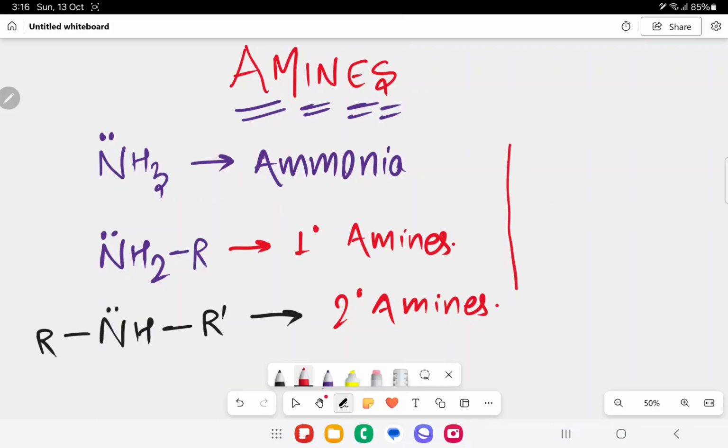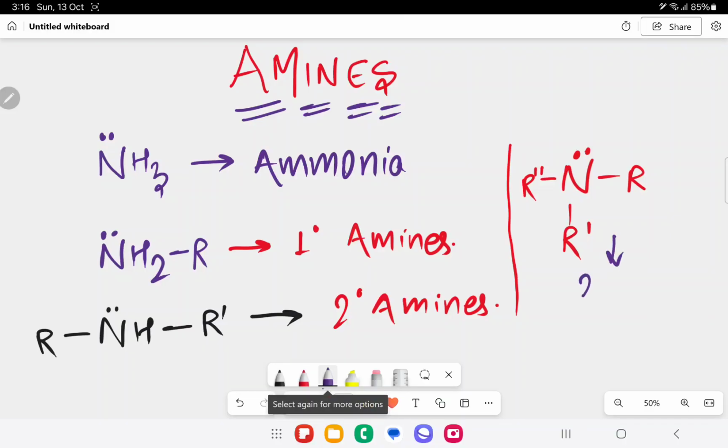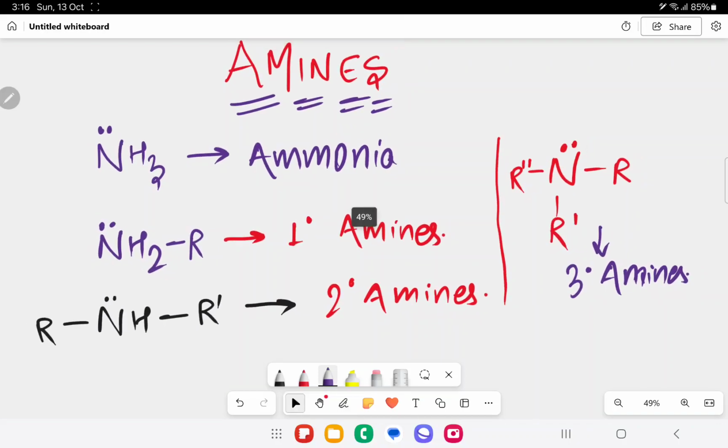And suppose I write N with the lone pair, and on every 3 sides there is an R. So this is R, this is R dash, this is R double dash. It means either all the R are the same or all the R are different, and it is known as 3 degree amines. The first one is ammonia, the second one is 1 degree amine, the third one is 2 degree amine.